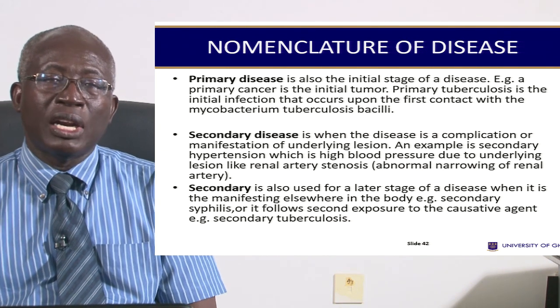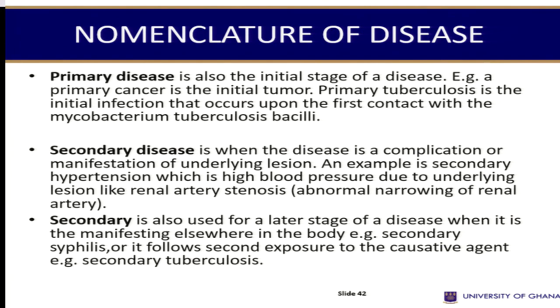Now, primary is used in another form. It is also the initial stage of a disease. So for instance, you can say primary cancer. This is where the cancer started. The mass that forms there is the primary. Or primary tuberculosis. This is the first time you get tuberculosis. This is the first time you come in contact with the organism and get a disease.